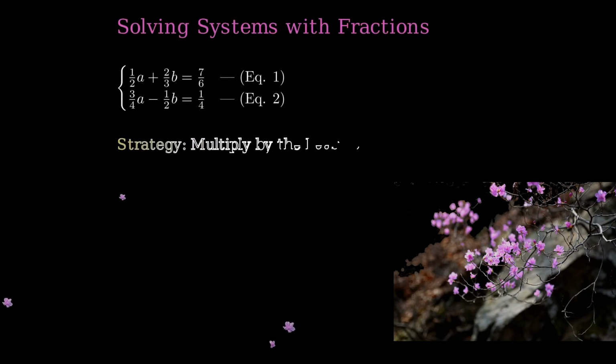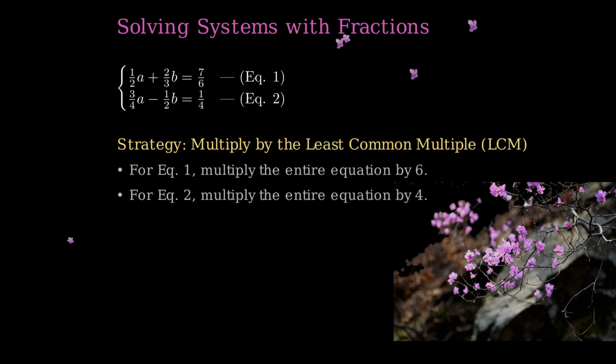Let's solve a system of linear equations with fractional coefficients. Our problem is 1/2 a + 2/3 b = 7/6, and 3/4 a - 1/2 b = 1/4.